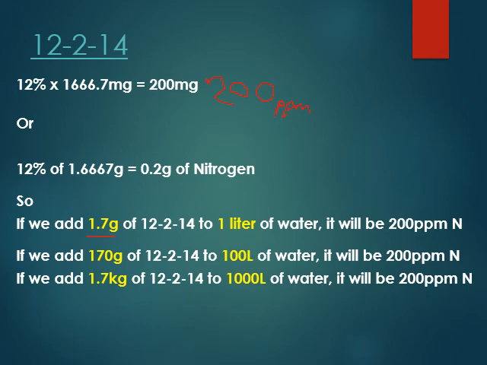What if we had 100 liters? Well, we multiply this by 100, so 1, 2. That's 170 grams. So 170 grams in 100 liters is 200 ppm. What if you want 1,000 liters? Well, that's 1,000 times this, right? So 1.7 grams times 1,000 is the same as 1.7 kilograms.